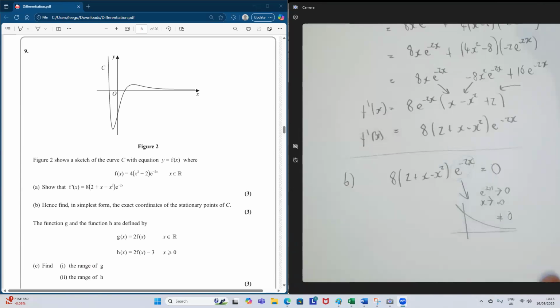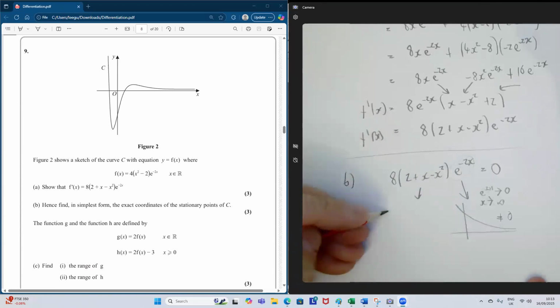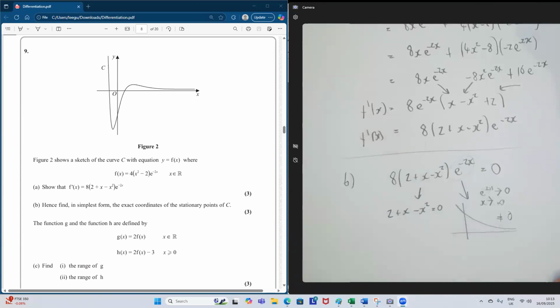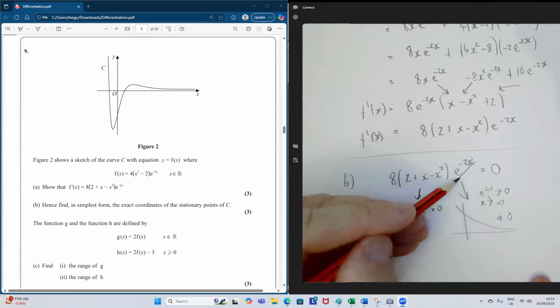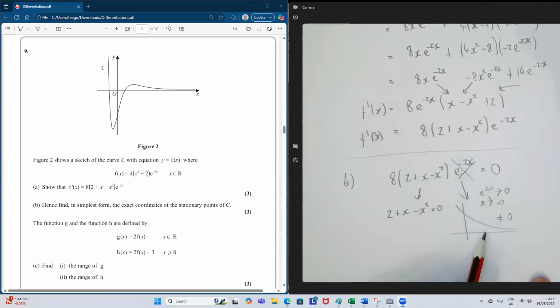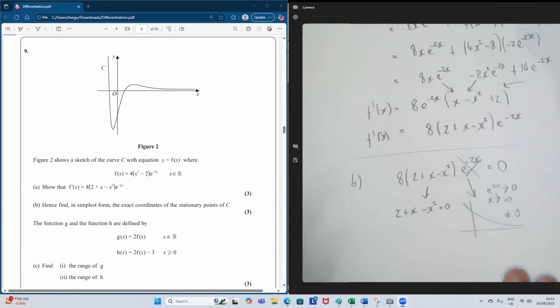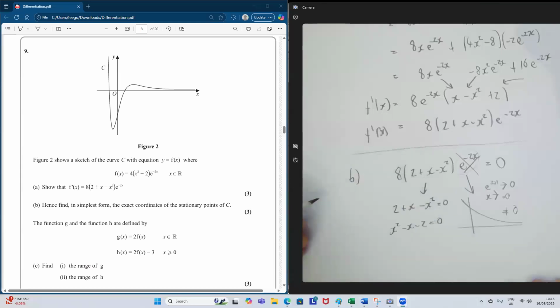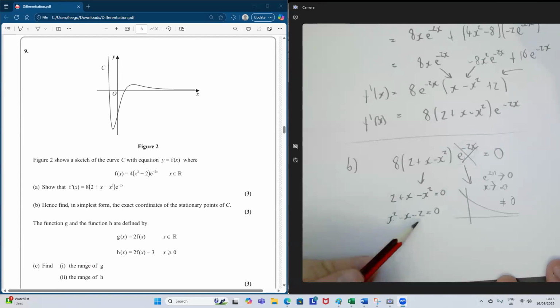So the only way that this expression is going to equal 0 is if this quadratic is equal to 0. So we've got to solve 2 plus x minus x squared equals 0. That's what we've got to solve, because that's never going to equal 0 because of this reason here. I'm going to take it over the other side just to make it easier to deal with. So we've got x squared minus x minus 2 equals 0. We're thinking about two numbers that multiply together to give us minus 2, but add together to give us minus 1.